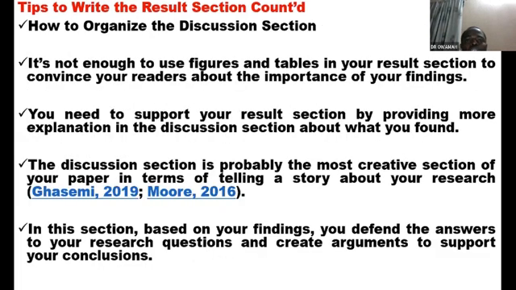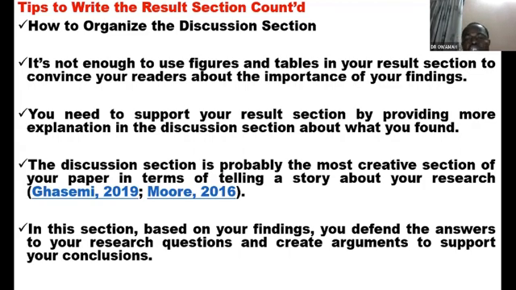Now, tips to write your result section, and how to organize the discussion section. It is not enough to use figures and tables in your result section. Convince your readers about the importance of your finding. It's not enough to show the pH on table 1, to show the biological parameters on table 2. You must be able to discuss it so that readers will understand the import of your finding with respect to drinking water, with respect to drinking water from boreholes in Abuja. You need to support your result section by providing more explanation in the discussion section about what you found.